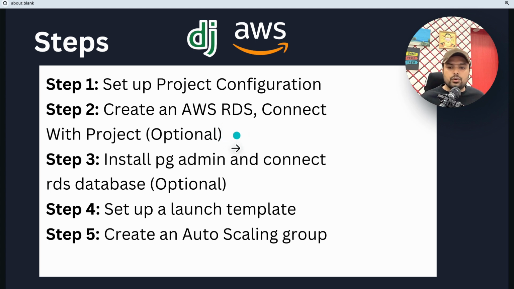Then we will install the pgAdmin tool, which is a tool for database management. I will show you how we can connect with RDS. This pgAdmin helps us connect and see our database tables and data. It's very interesting. Next, in step 4, we will launch a template on AWS EC2 for our auto scaling group.